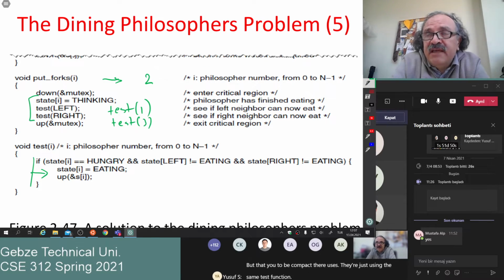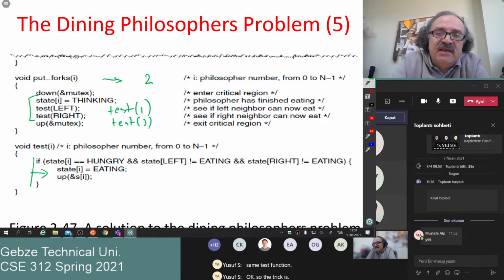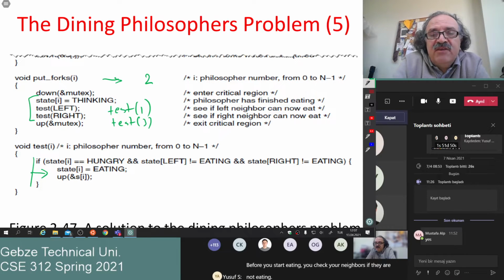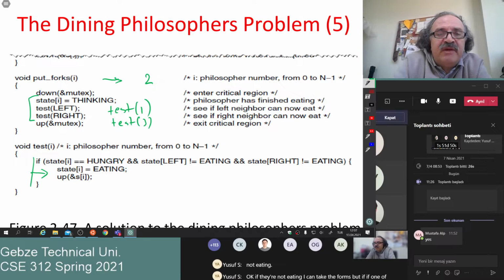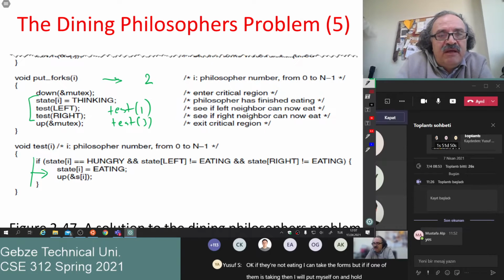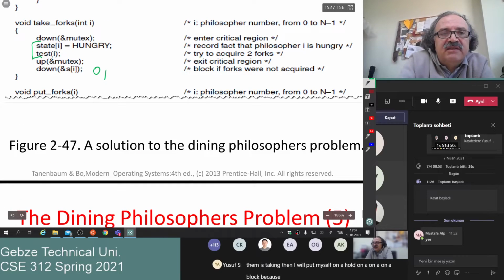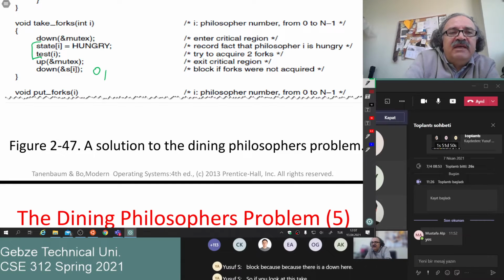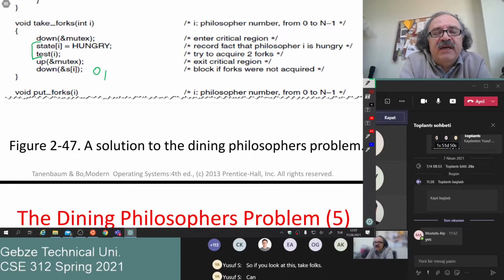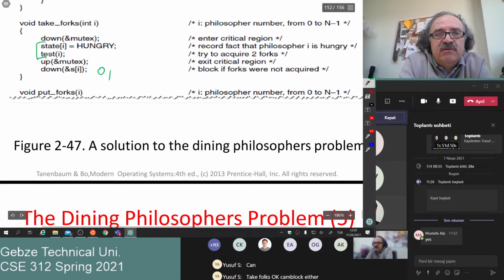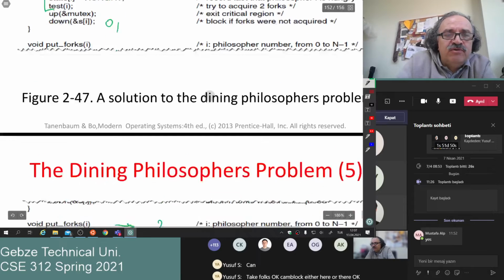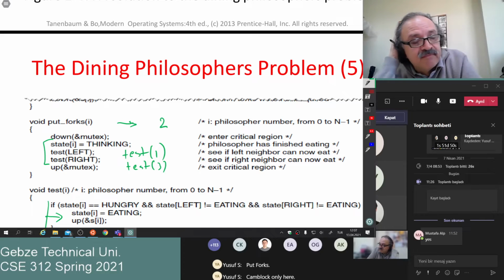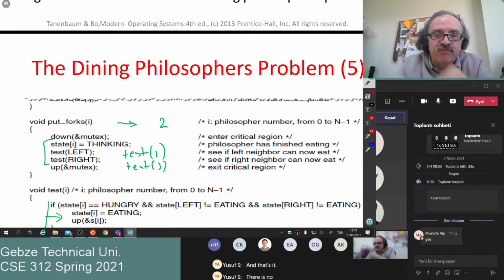Okay, so the trick is, before you start eating, you check your neighbors. If they are not eating, I can take the forks. But if one of them is eating, then I will put myself on hold, on a block, because there is a down here. So if you look at this, take forks can block either here or there. Put forks can block only here, and that's it. There is no blocking for the put forks function.